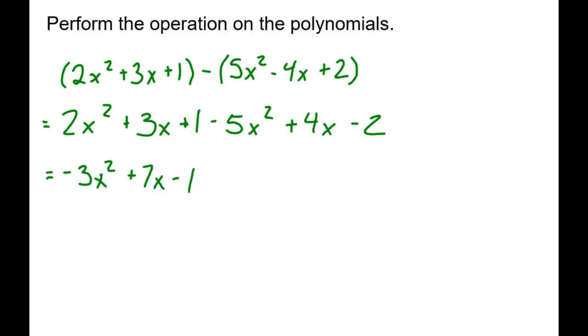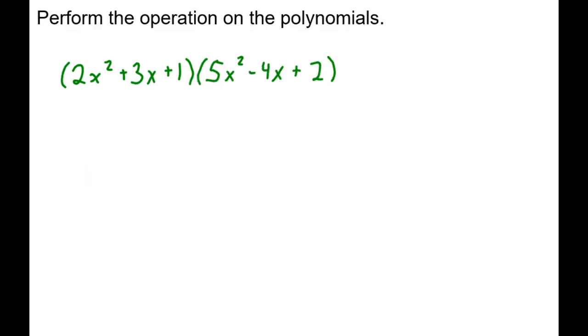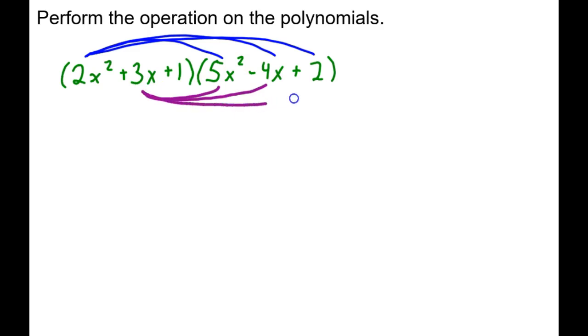After combining like terms, you get negative 3x squared plus 7x minus 1. The last example is going to be the one that takes the most work, multiplying two polynomials together. So we're going to take our first term, 2x squared. We have to multiply that through to each term in the other polynomial. Okay? Then the same thing with 3x. We have to take 3x, multiply that through to each term in the polynomial. And then the same thing with 1. We're going to take 1 and multiply that through to each term in that last polynomial.